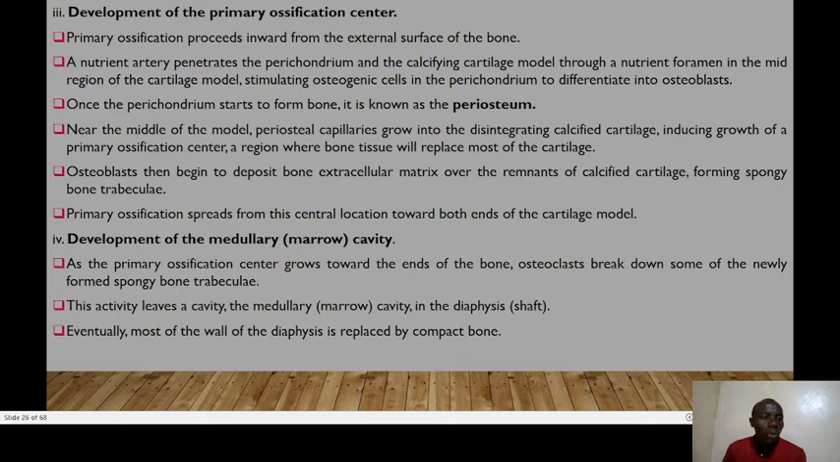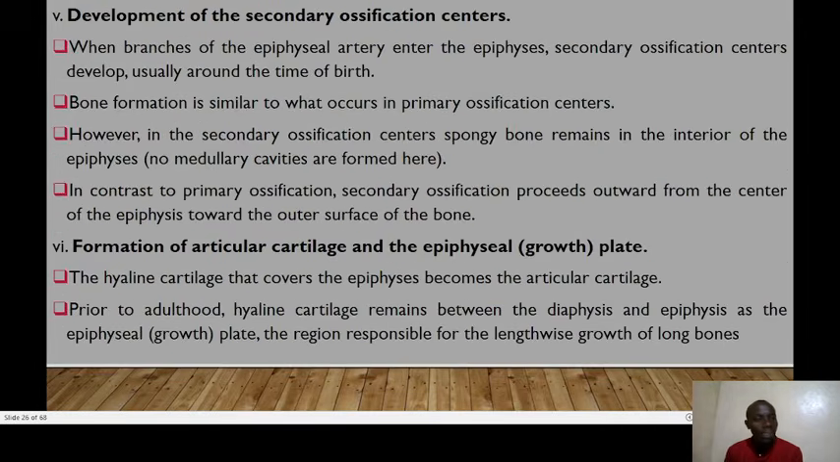Lastly, we have the development of the medullary cavity. As the ossification center grows towards the end of the bone, the osteoclasts break down some of the newly formed spongy bone trabeculae. This activity leaves a cavity that we refer to as the medullary cavity in the diaphysis. Eventually, most of the wall of the diaphysis is replaced by compact bone. Then we have the development of the secondary ossification center.